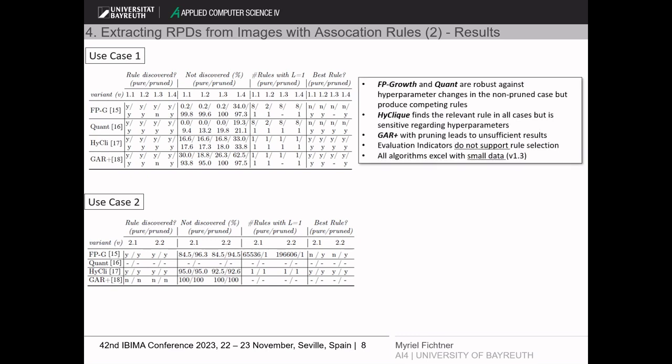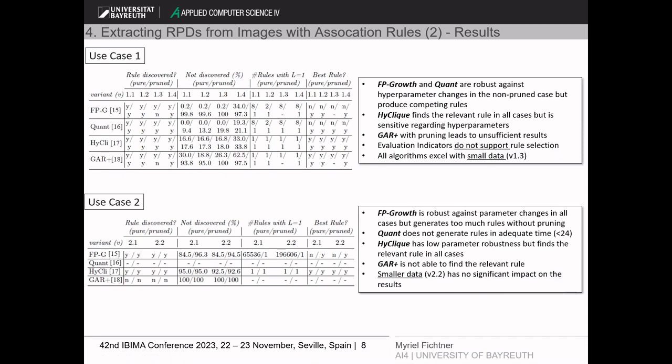For use case 1, the FP growth and the quant algorithm are robust against hyperparameter changes in the non-pruned case, but produce competing rules. The hyperclick algorithm finds the relevant rule in all cases, but is sensitive regarding hyperparameters. GAR plus with pruning leads to insufficient results. The evaluation indicators do not support the selection of a rule. And finally, all algorithms excel with small data, which can be seen in variant 1.3.